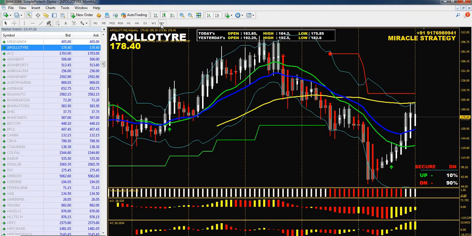So it has more than 150 scripts or stocks that you can select from, and you can have the symbols here, like you can see Apollo Tire, ACC, Adani Net, and so on. So what it is useful for is you can refer to this software and take a trade confidently, but before that you should know the basics of how to use it.